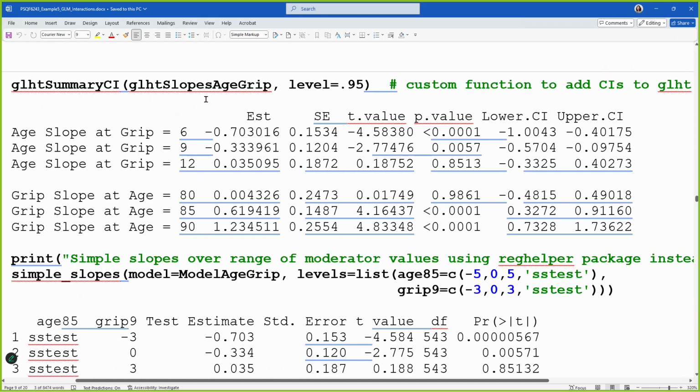So here are the results from that. Somewhere between grip 9 and 12 is when age becomes bad for you, or stops being bad for you rather. And then somewhere between 80 and 85 is where grip strength starts helping you.